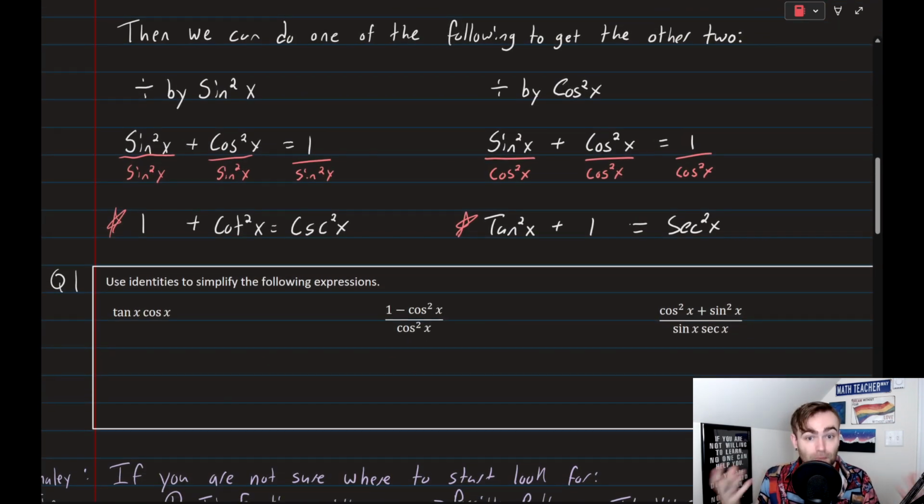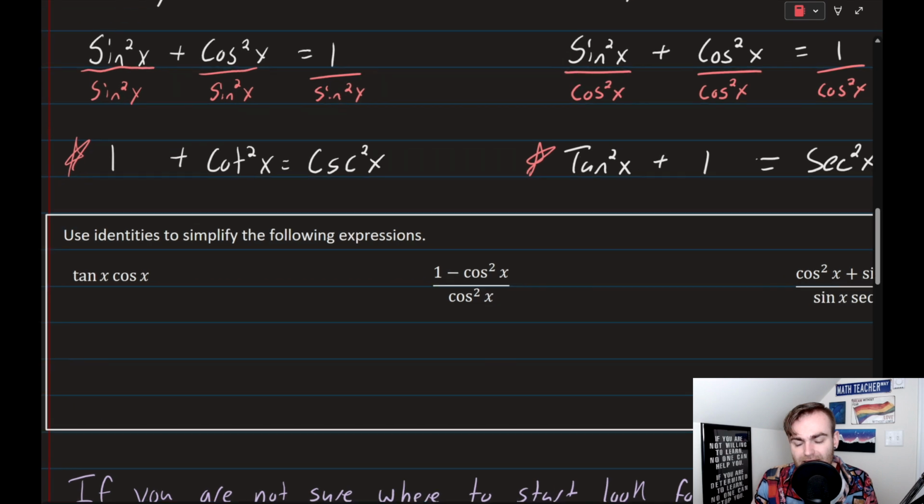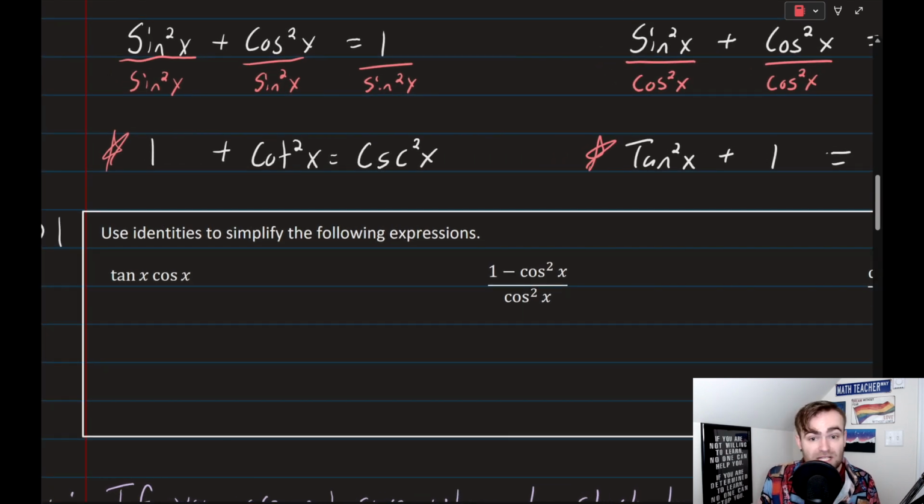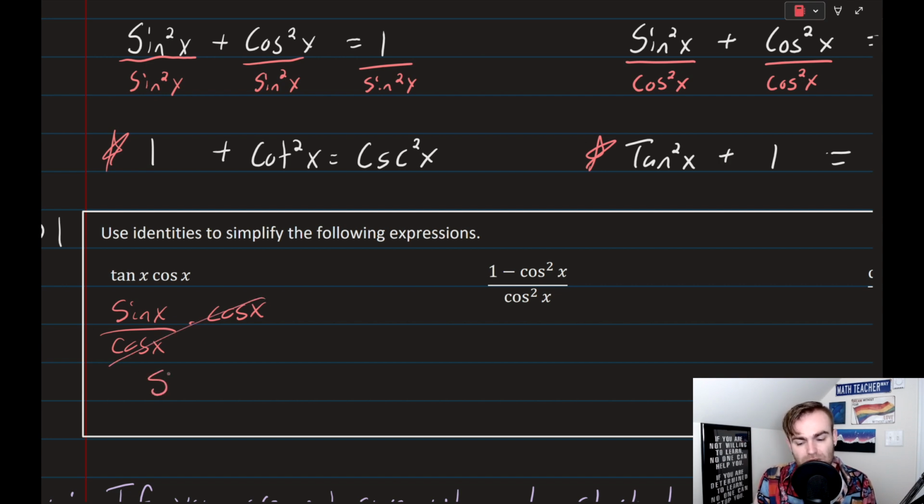So let's put all of this into practice. Let's simplify some expressions. Mr. Whaley tip number 1: if you're not sure where to go, change everything into sines and cosines. So here, tangent, I can write that as sine x over cosine x, times cosine x. Well, cosine and cosine cancel. This just turns into sine.